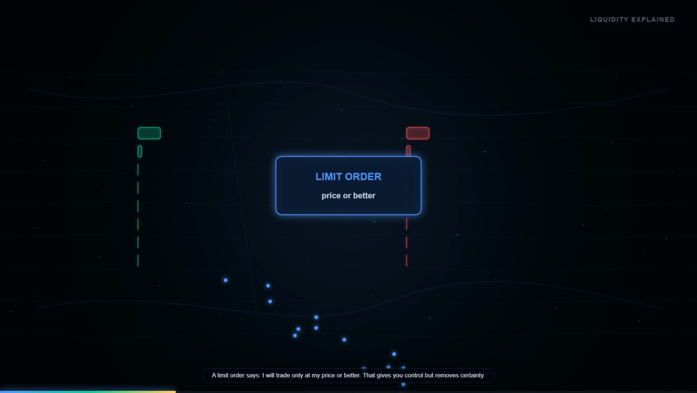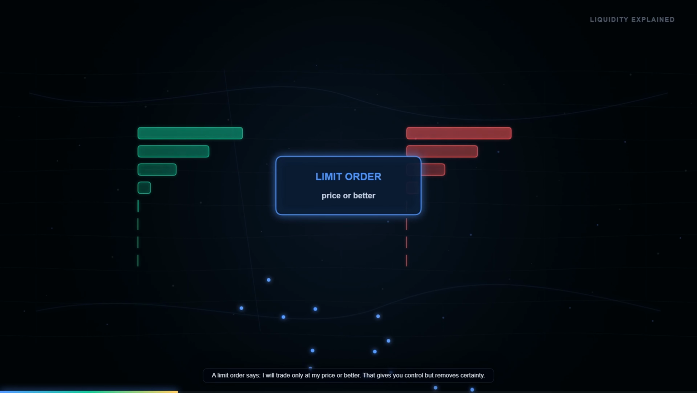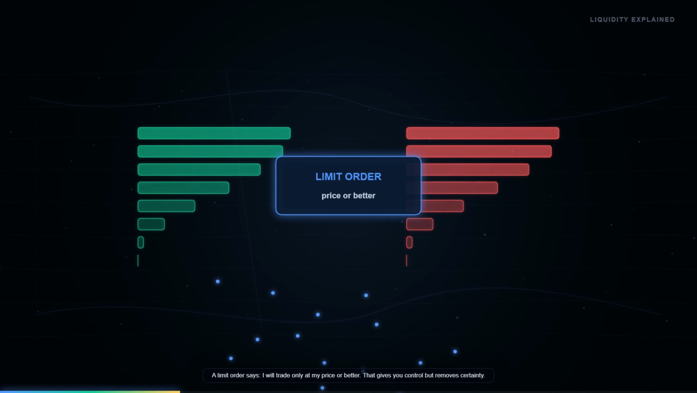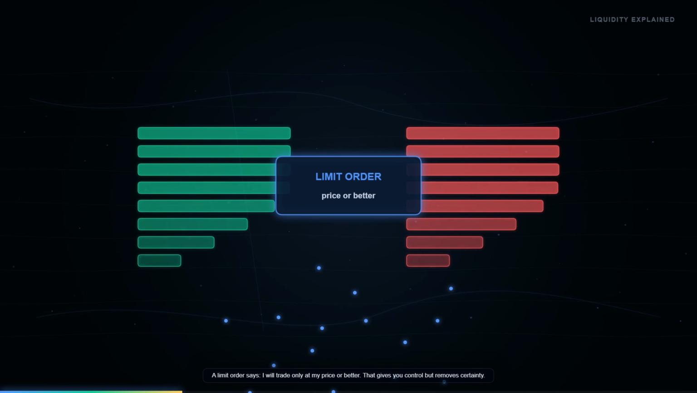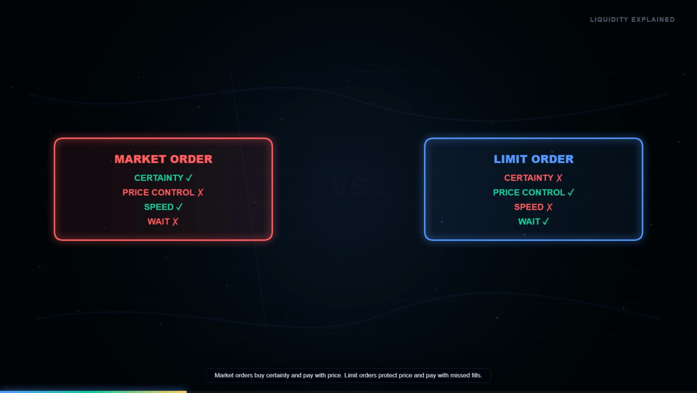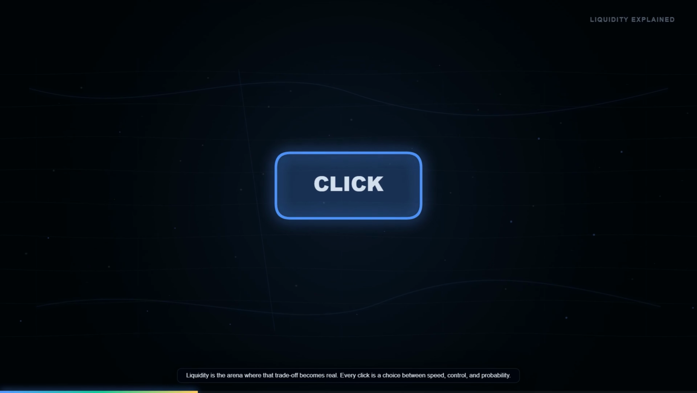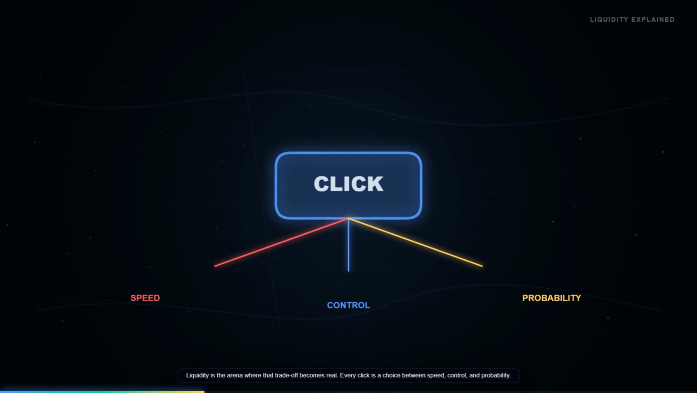A limit order says, I will trade only at my price or better. That gives you control, but removes certainty. Market orders buy certainty and pay with price. Limit orders protect price and pay with missed fills. Liquidity is the arena where that trade-off becomes real. Every click is a choice between speed, control, and probability.